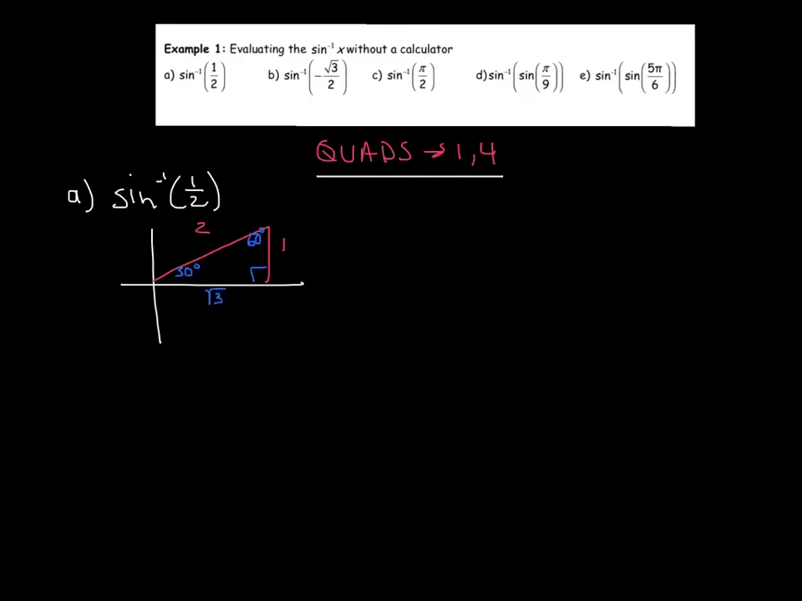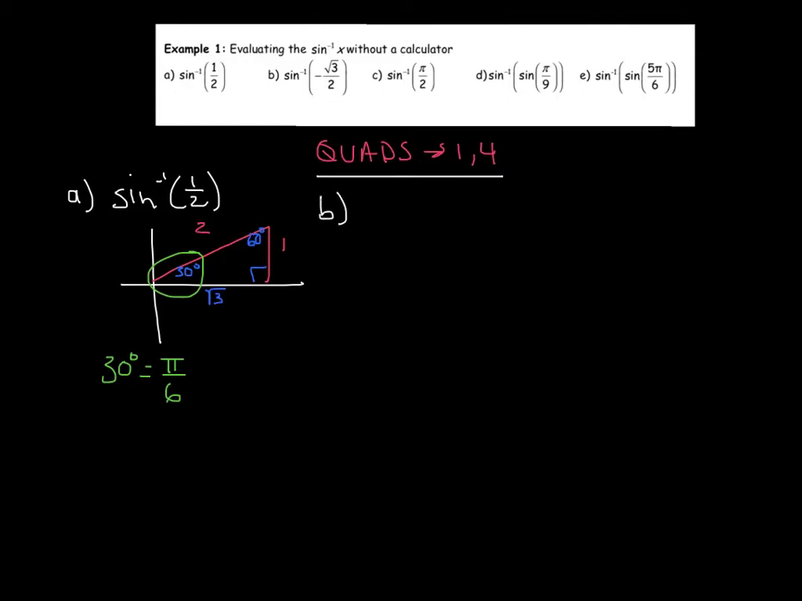And so you can see that the angle that we're interested in is going to be 30 degrees, and that's the one by the origin. So that is the answer, 30 degrees. And if you put it in radians, it's going to be pi over 6. So get in the habit of giving your answer in both. All right, letter B.